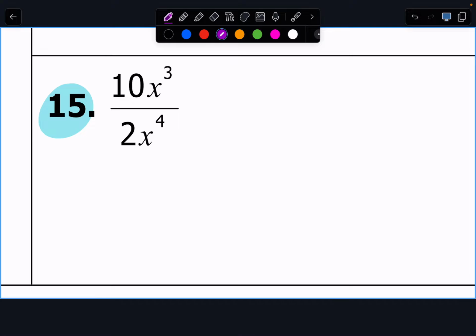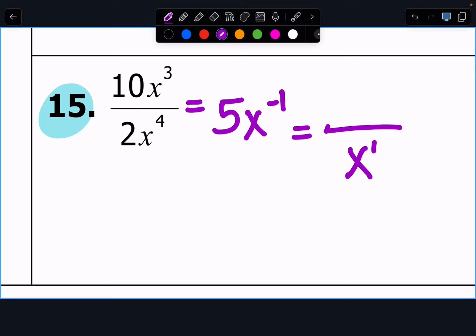Okay, 10 divided by 2. 3 minus 4. All right, who goes to the denominator? x to the 1 goes to the denominator, but 5 does not. It stays because it does not have a negative exponent.